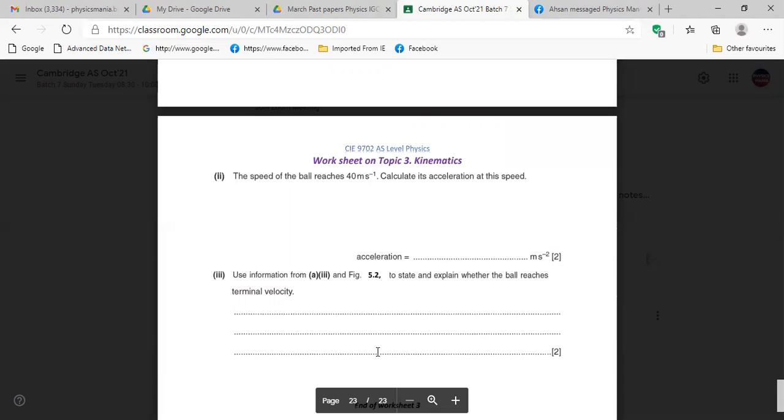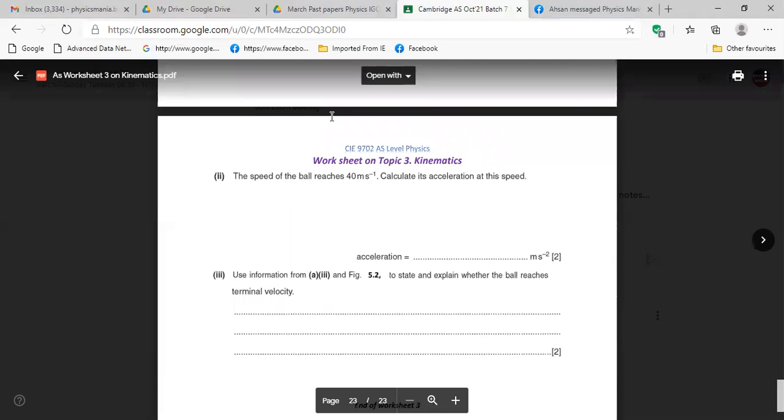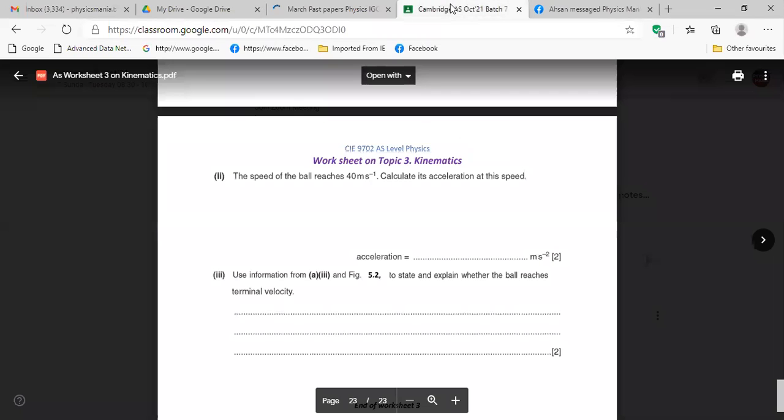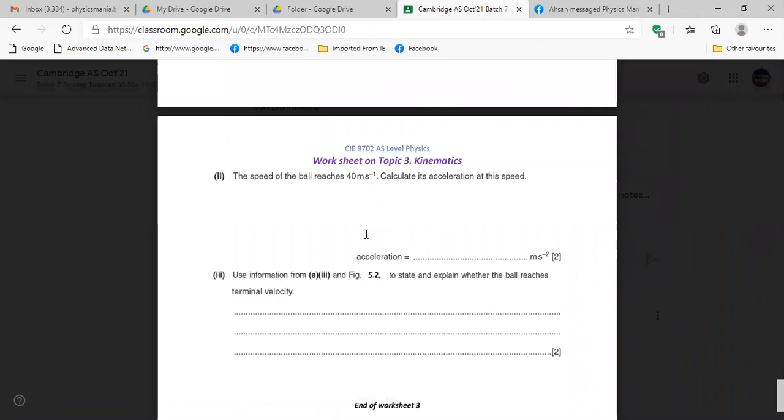So we need to find time first. Here, you have the final velocity, right? Yes, sir. 40. So if you have final velocity, from there you can find the time.